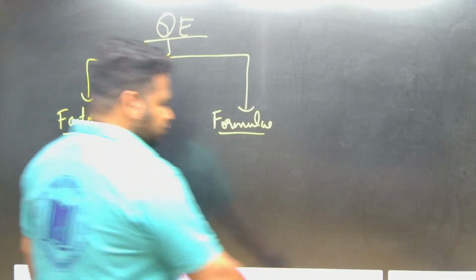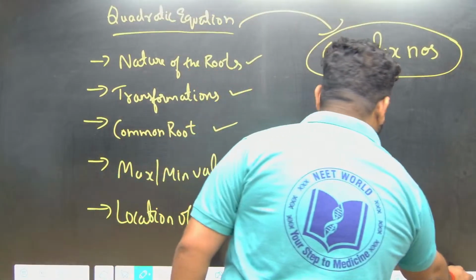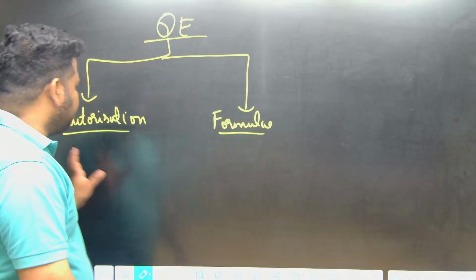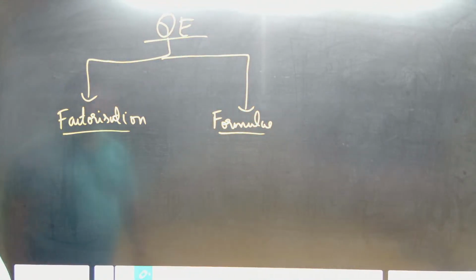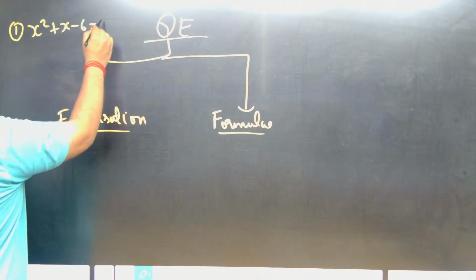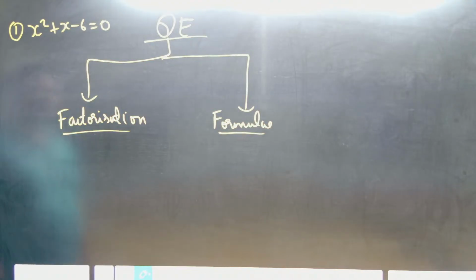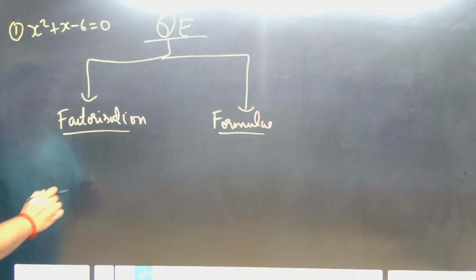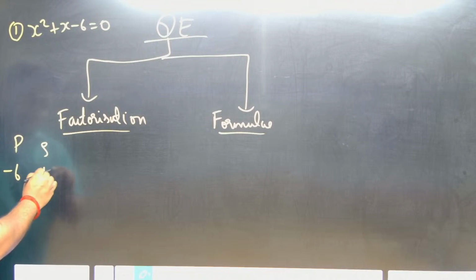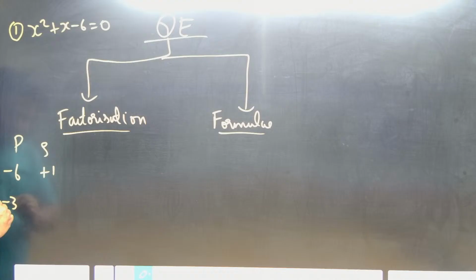Now let us take this question itself. The question given is x square plus x minus 6 equal to 0. Let us apply both methods and solve it. What factors can I write? I should get the product as minus 6 and the sum as plus 1. I cannot take minus 3, but I can take plus 3 and minus 2.